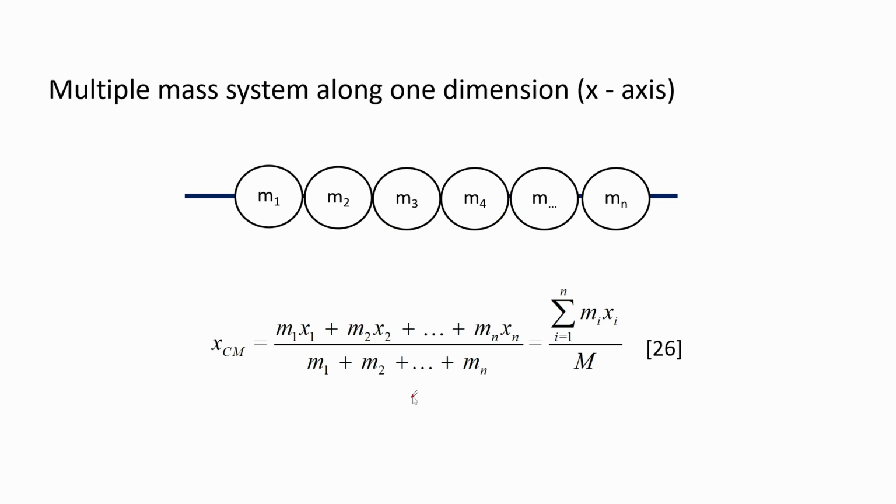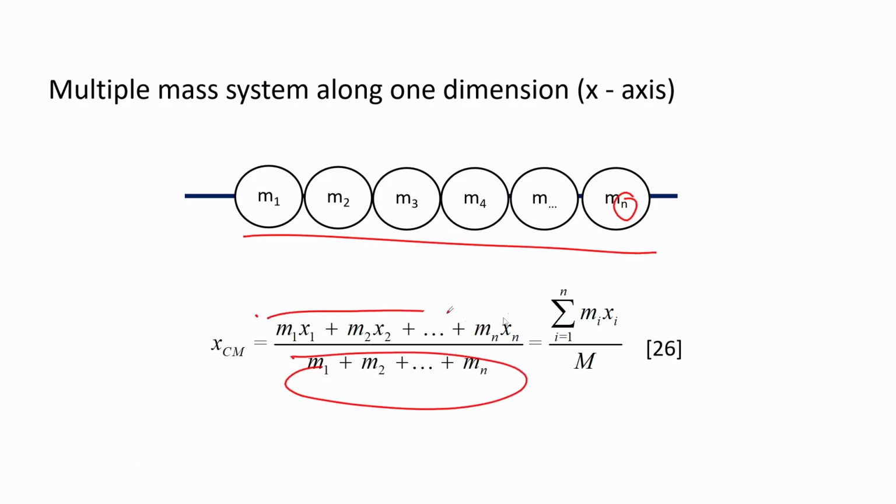However, if you have multiple particles like this one, m_n, meaning many, the center of mass along, let's say, this axis along x, is just simply, again, an expanded version of the previous one. This is the total mass. This is the masses with respect to some distances. And you can determine the center of mass along this axis.